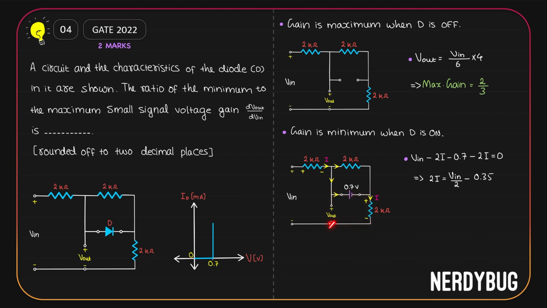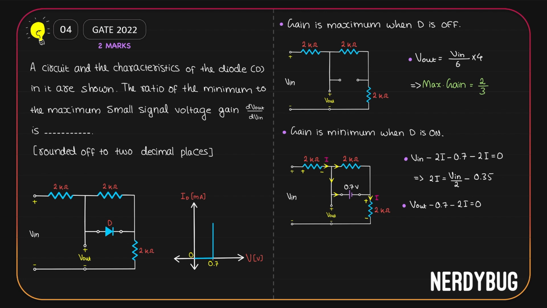I'll start from this point and go clockwise. V out is from negative to positive. As I go on, 0.7 is from positive to negative. As I further go on, 2I on the 2 kilo ohm is also from positive to negative. So I can write V out minus 0.7 minus 2I is equal to 0.